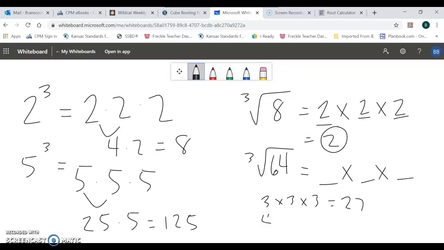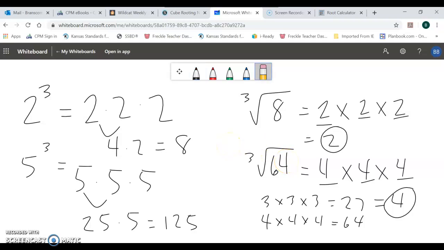Well, let's go on to the next one. Let's try 4. 4 times 4 times 4. And then you will finally get 64. And you're going to say, oh, okay, that's the one I want. So that worked out for me. I got 64, which means my answer is 4. So the cube root of 64 is 4 because that's the number that when you multiply it by itself 3 times gives you the number there.